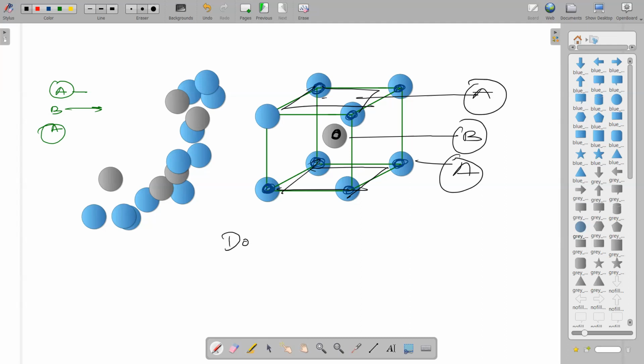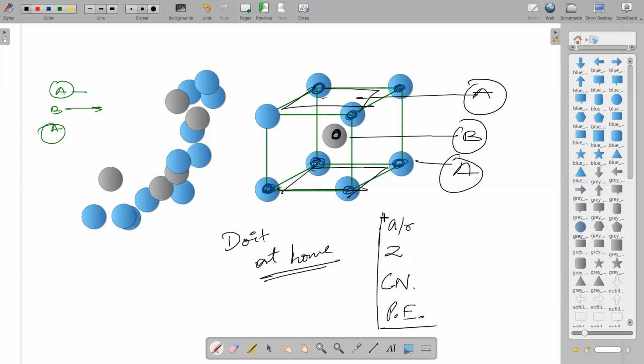Do it yourself at home, and then you can come up with the relation between A and R. What is the Z? Then the coordination number. And if you have found these things, then you can also write the packing efficiency. So all of you, please try it at home.